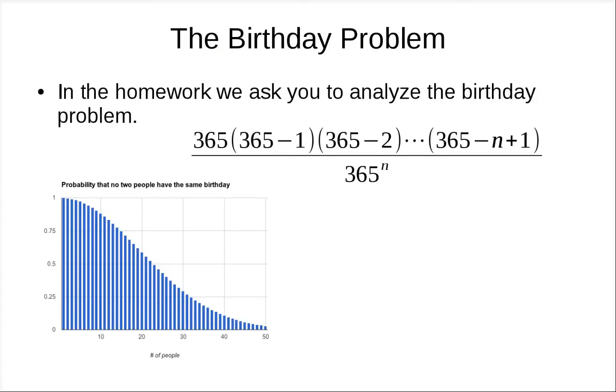Hi, in this clip we will talk about the birthday paradox. In the homework, we asked you to analyze the birthday problem. In this problem, we want to analyze the probability that n people have different birthdays. And this is probably the terms that you came up with. If you plot it against the value of n, the number of people, you get this curve, and you see that it drops below 0.5 when there are 23 people.